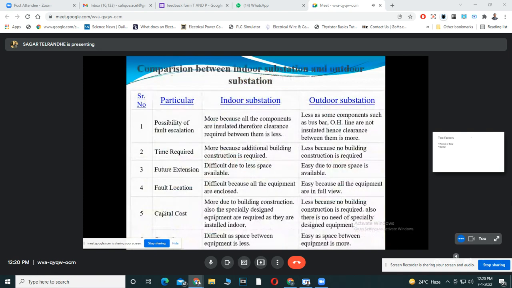Comparison between indoor substation and outdoor substation. Possibility of fault escalation. In case of indoor substation, the possibility is more because all the components are installed closely, therefore clearance required between them is very less. Whereas in case of outdoor substation, it is less and some components such as bus bar and overhead lines are not insulated, hence clearance between them is more.